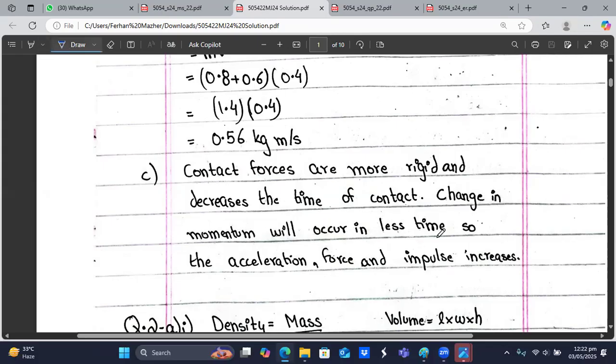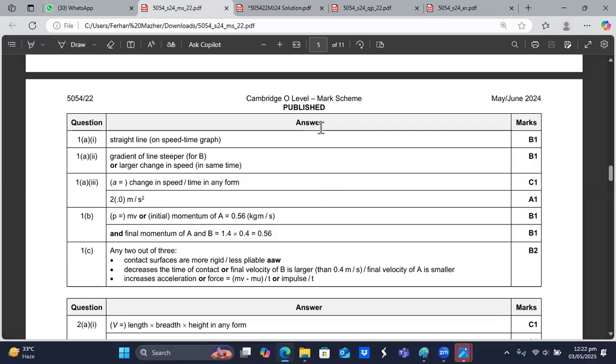Let me take the marker. So don't write this word impulse. Impulse is basically change in momentum. The change in momentum is still the same, but that impulse took place in less time. So simply say that the force increases. Don't say impulse increases, okay?